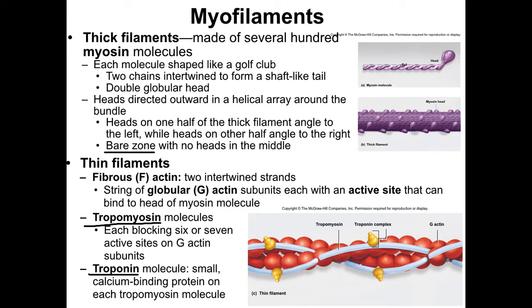When it binds calcium, it moves troponin or tropomyosin out of the way, and contraction occurs. When there is no calcium, it puts tropomyosin back into place, and contraction stops. And as soon as contraction stops, the muscle starts to relax.